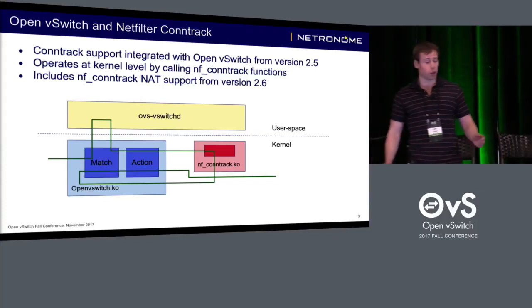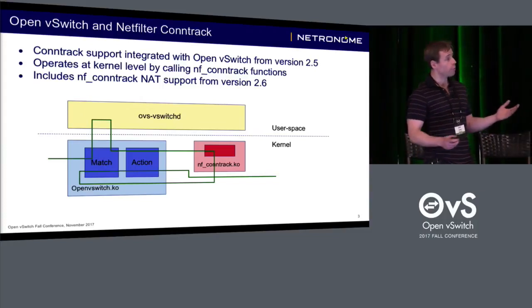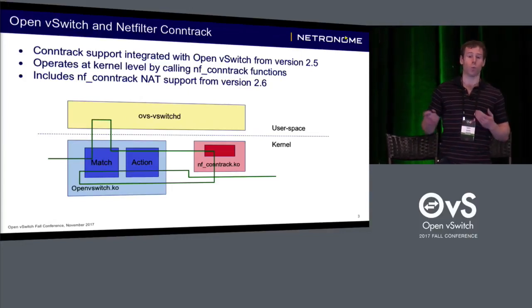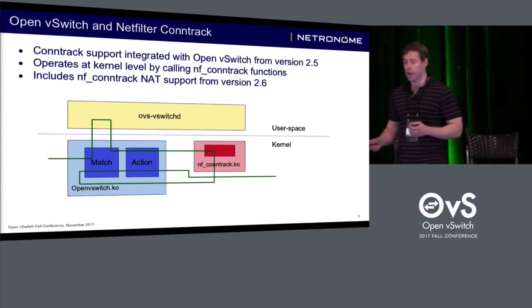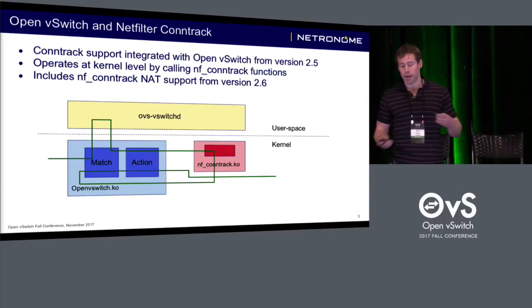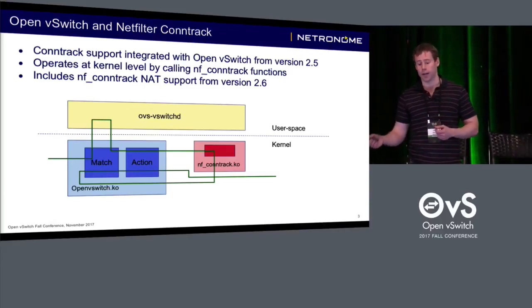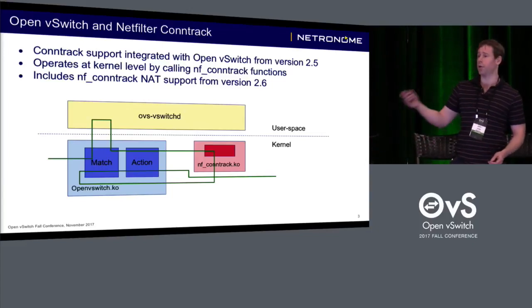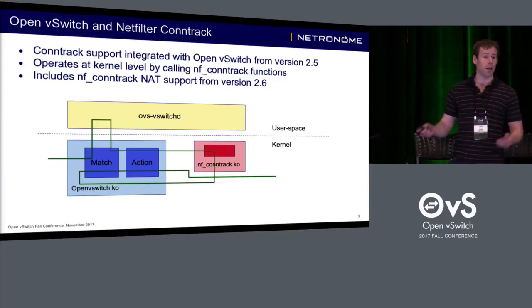The first slide here shows a high-level overview of how Open vSwitch in the kernel interacts with Netfilter Conntrack and how these link together. A packet can come in off a NIC. It will go to the OVS kernel data path. We will try and do a match here. If we can't do a match, we may have to go to user space, get a match, and then that rule will be written down to the kernel data path.